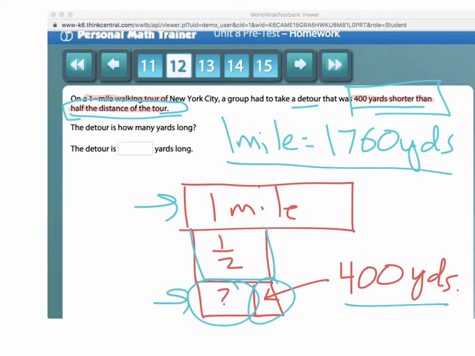So there are 1,760 yards in a mile. So that would be 1,760. You take half of that. So half of that would be 880 yards. And then 400 yards shorter than the 880 would be 480. So the detour should be 480 yards long.